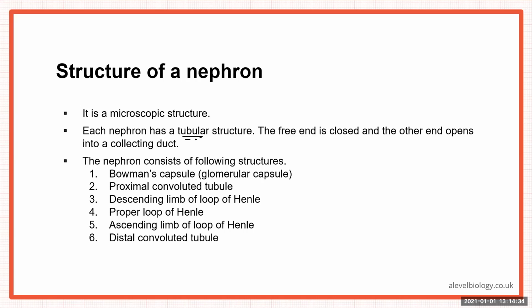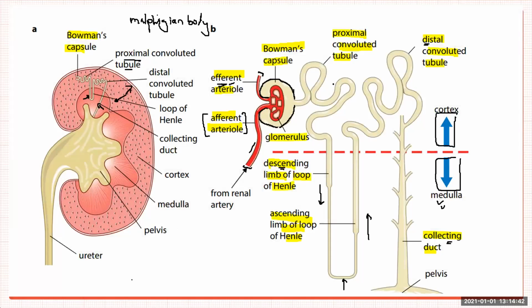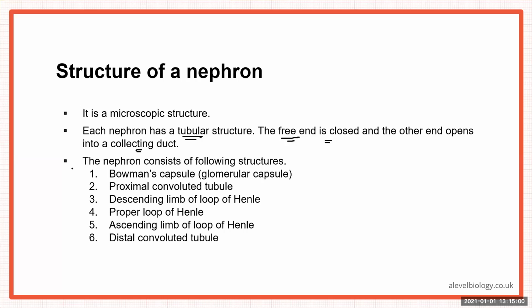Each nephron is a tubular structure, as we just saw in the previous diagram. The free end is closed and the other end opens into the collecting duct. We saw that also, right? That's the free end, it's enclosed, and the other one opens into the collecting duct, as we have seen. And these are the structures. The Bowman's capsule, along with the glomerulus, together will be known as Malpighian body. Then comes the proximal convoluted tubule. Then comes the descending limb of loop of Henle. Then comes the proper limb of loop of Henle, the one that you saw just like that. Then comes the ascending limb of loop of Henle, and finally comes the distal convoluted tubule, right?